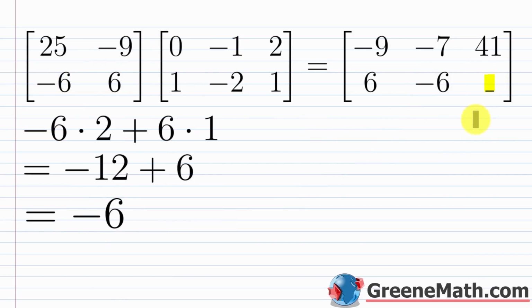Okay, for the final position right here, we have row 2, column 3. So row 2, column 3. Let's crank that one out. So we have negative 6 times 2. That's this right here. That's negative 12. And then we have 6 times 1.